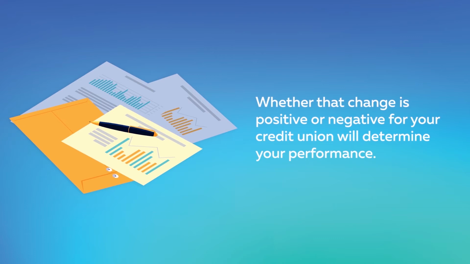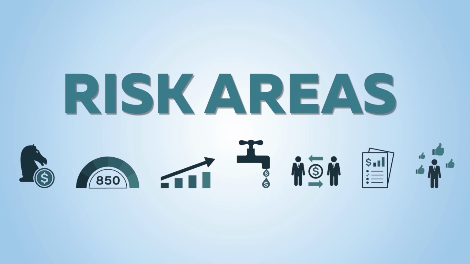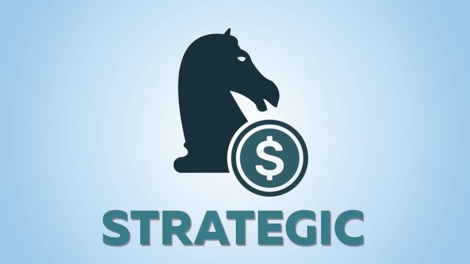Now that we've discussed ratios that pertain to your performance, let's talk about another area of performance to your success: risk management. By having an understanding of risk management fundamentals, you'll be able to make sound decisions to protect your credit union from loss. According to the NCUA, credit unions should be aware of 7 risk areas. The first is strategic risk.